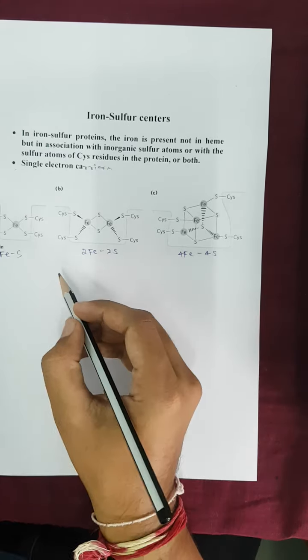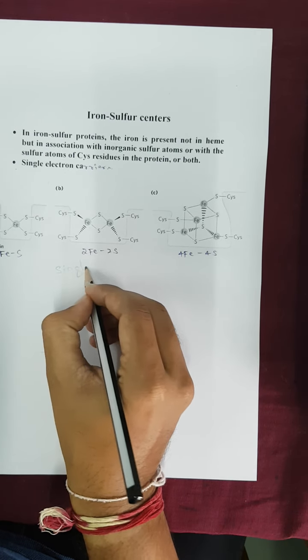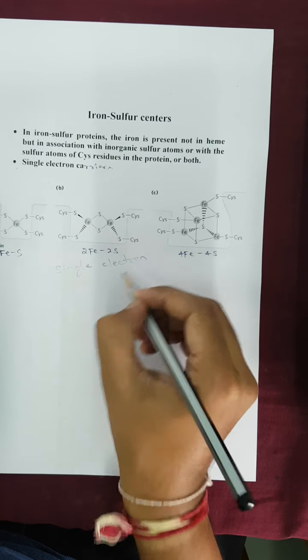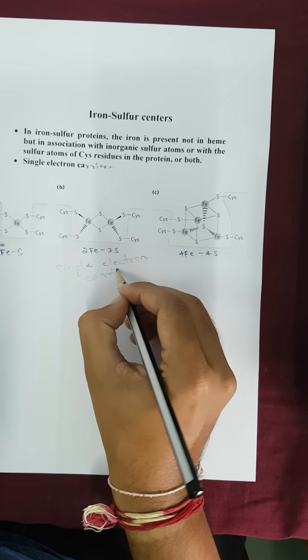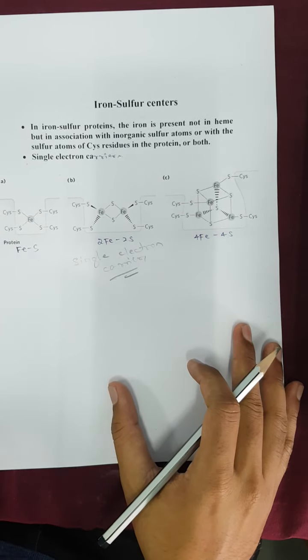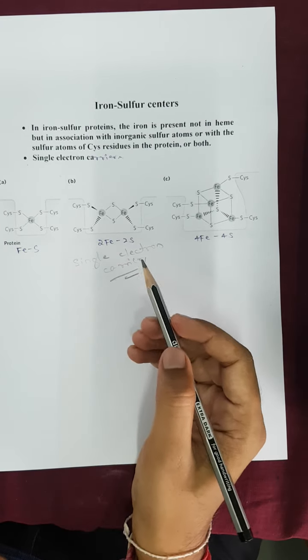So in simple words, I can say that all these iron sulfur centers are single electron carriers. Okay, so up to this we discussed the different types of electron carriers.